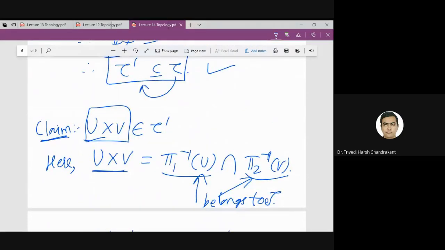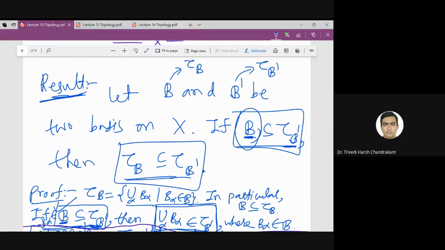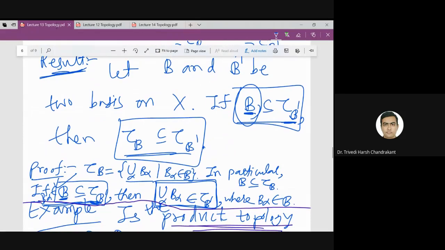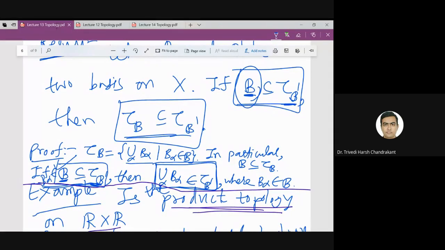So, did you understand this? Why is this true? This proof.